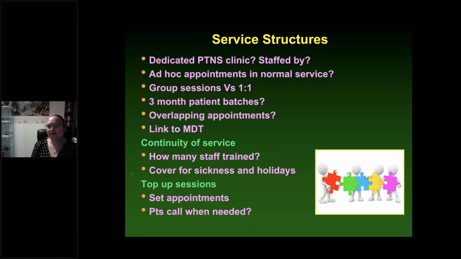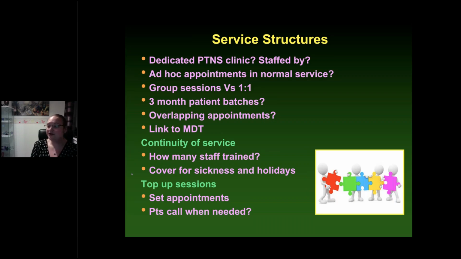There are lots of different ways that people around the world run their PTNS service, and there is no one right way because it depends on what's right for your service. Some people run a dedicated PTNS clinic that's staffed by a particular group of people. Other people run ad hoc appointments within their normal service, but you then have to make sure that you allow for at least a 30-minute appointment in order to have the therapy.